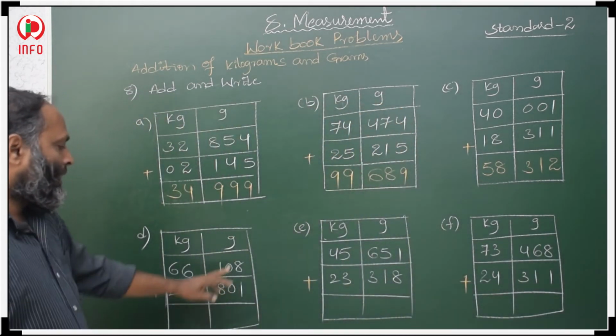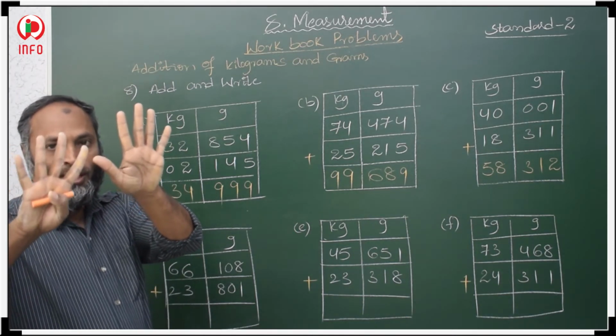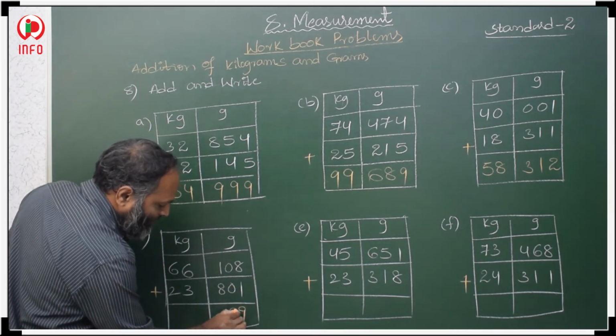Now 8 plus 1, 9. 0 plus 0 is 0, 8 plus 1 again 9.